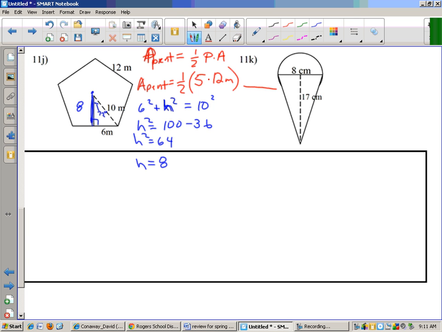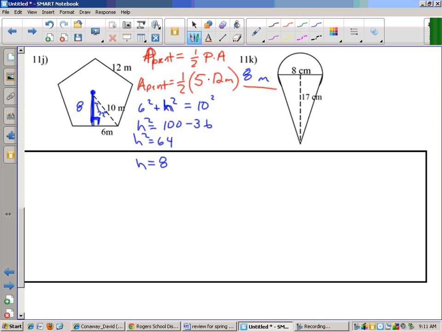The apothem is the shortest distance from the center to the edge of the pentagon. It'll always come at a right angle, because if I wanted you to walk to the wall, you would always walk at a perpendicular line to the wall. Okay, so now I'm going to go back up here and put this in at 8 meters.